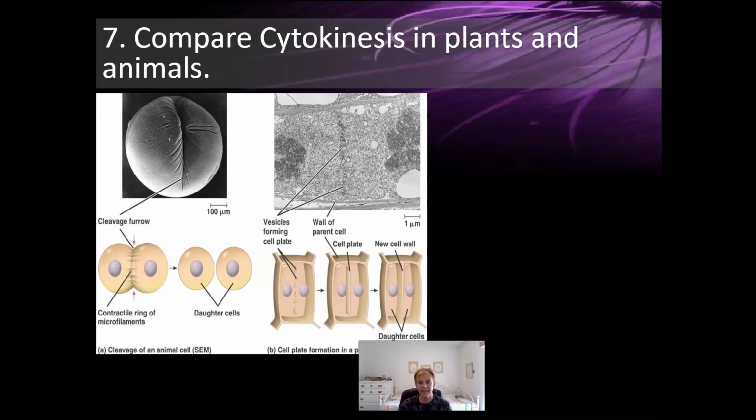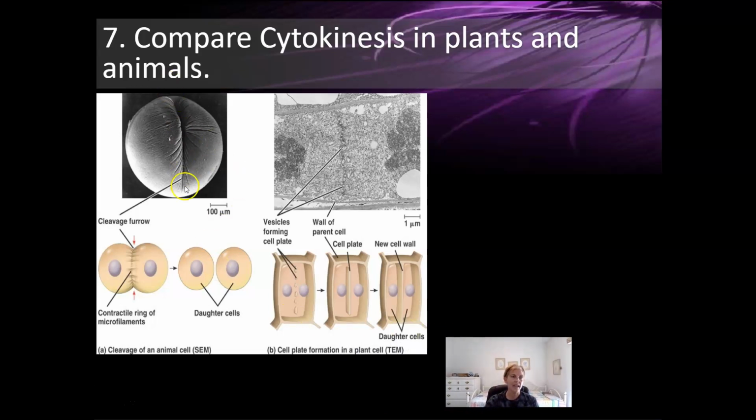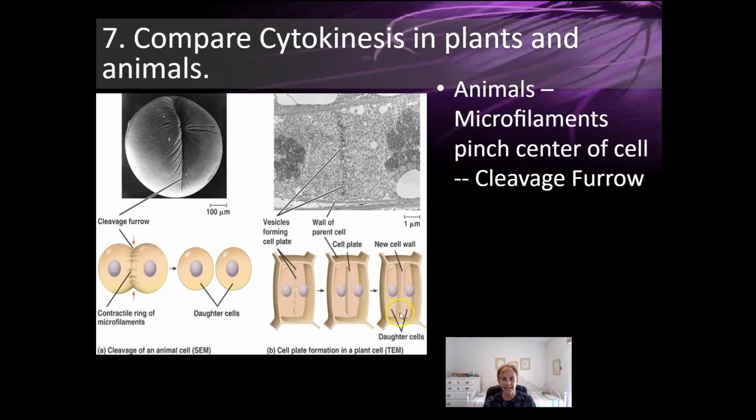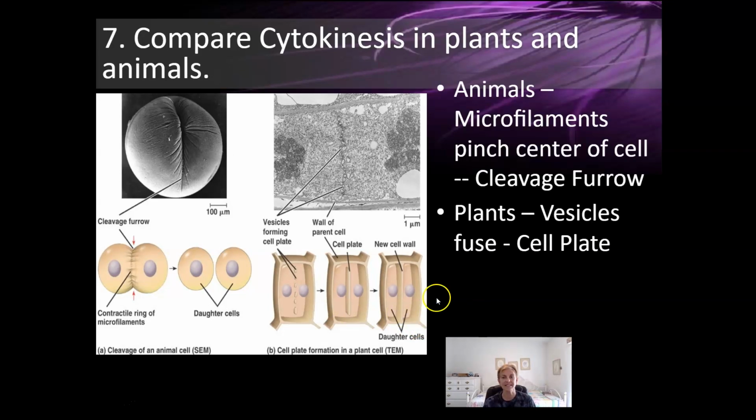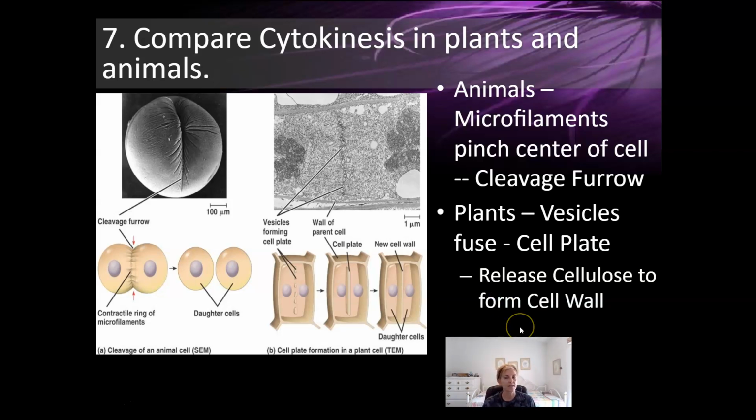Comparing cytokinesis in plant and animal cells. So remember, the animal cell is real simple and easy. You've got this cleavage furrow occurring, basically just pinching the cell in half, whereas the plants have a little more complex process because they have to make that cell wall. So first they lay down a cell plate, vacuoles all line up, they release their cellulose on either side, and that forms the cell wall on either side of that cell plate. So a little bit more work to be done for the plant cells than the animal cells.